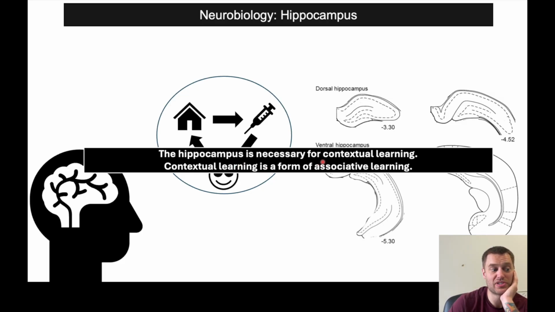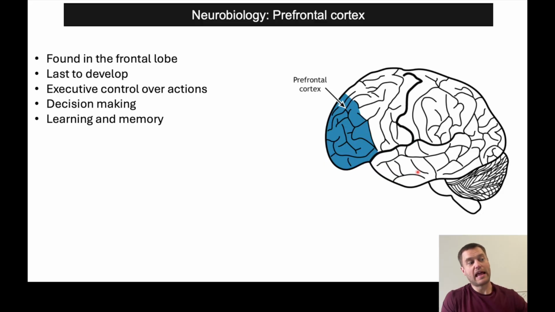But like I said, the hippocampus is necessary for contextual learning, and contextual learning is a form of associative learning, right? So this is important because this is also saying that the hippocampus is necessary for associative learning. Now, the hippocampus is not the only brain region that's important for learning, though. The prefrontal cortex is also extremely important for learning, and it's found in the frontal lobe. It's the last brain region to fully develop. It is what helps give you executive control over actions, helps you with decision making, and as we're pointing out, is very important for learning and memory on a basic level.